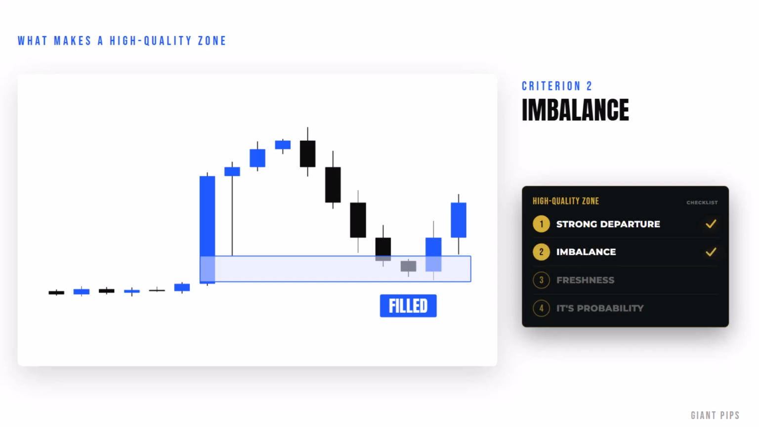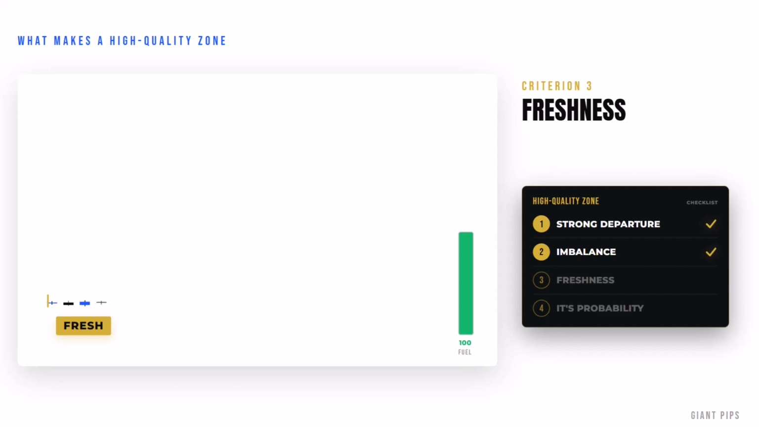Third, freshness. A zone that price hasn't come back to yet is called a fresh zone, and fresh zones are the strongest ones you'll find.